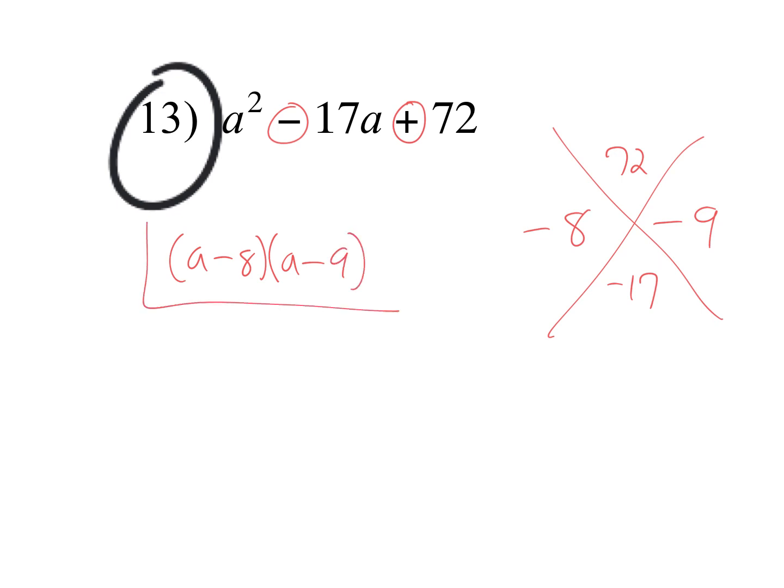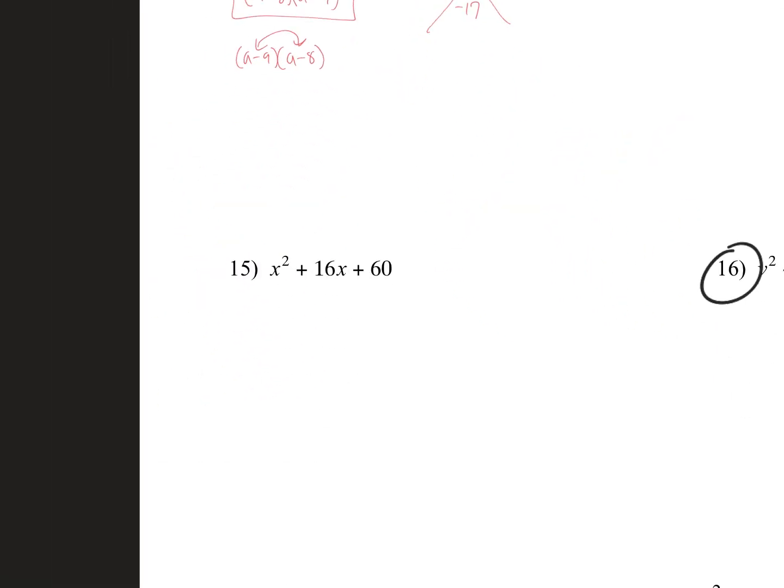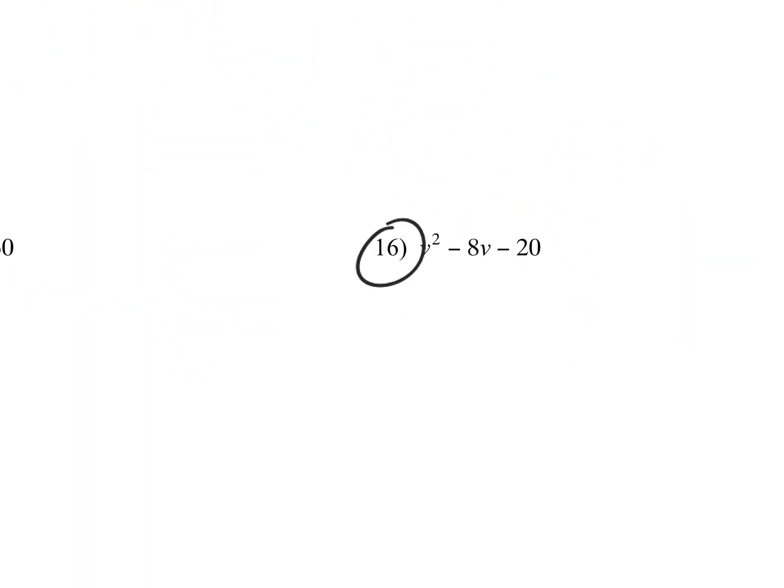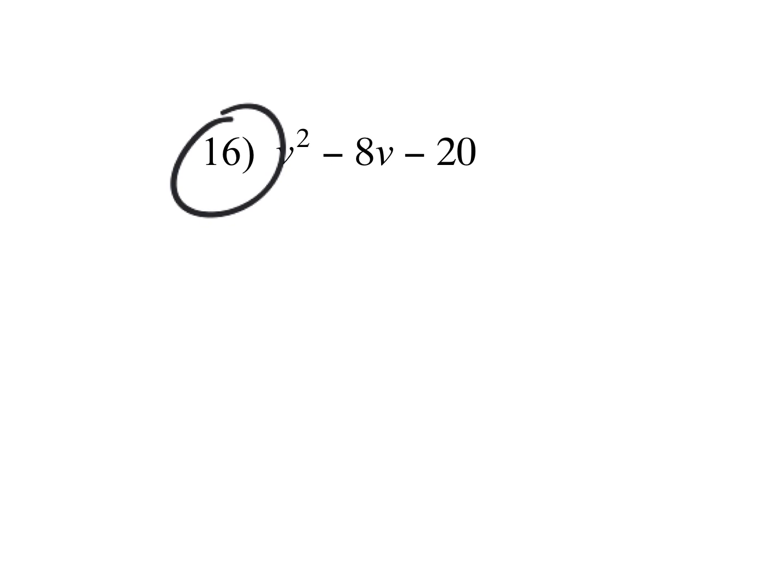Also, you could have flipped this around if you wanted to and done a minus 9, a minus 8. It doesn't matter. You can flip these around. Doesn't matter what the order is as long as you have the correct factors. Okay, let's see here. One last one. This last one's a little tricky, I think. Let's see how we do.